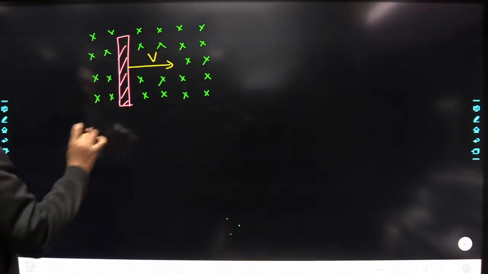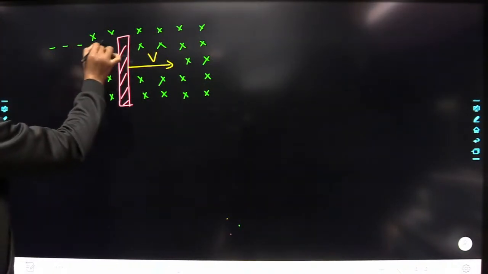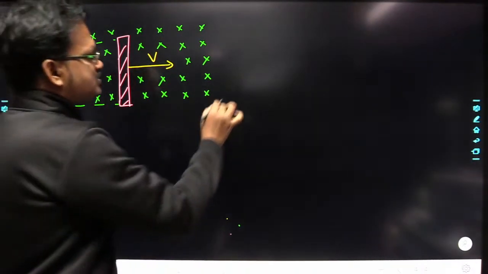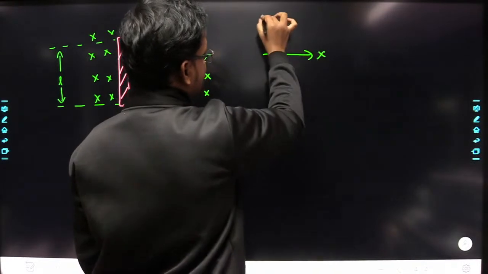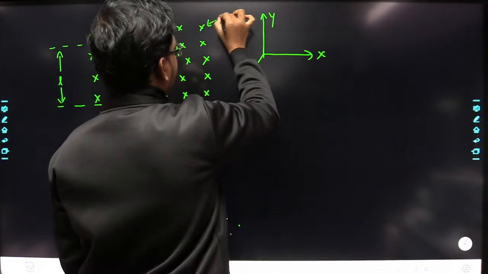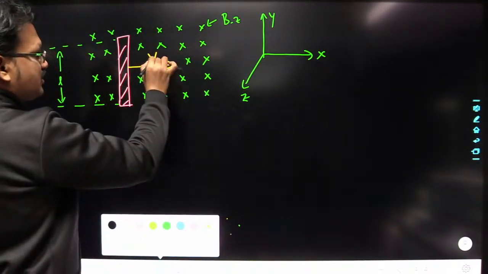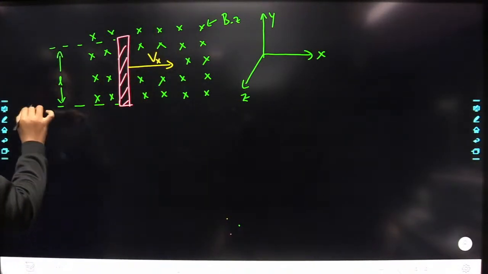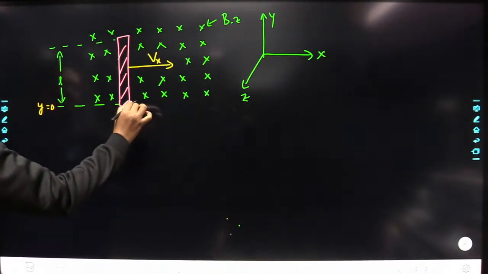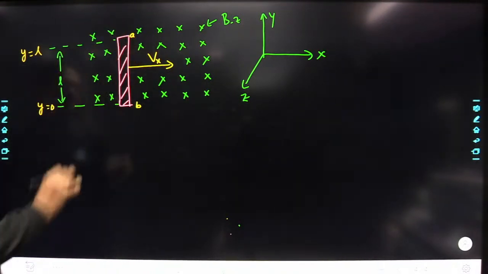So if you take a conducting bar of length L, always we have considered the x-axis in this direction, this is the y-axis, and this is the z-axis. So here the B field is in the negative z direction, and the velocity is in the x direction. Let us consider this as y equals 0. This point you can consider as B, and this is y equals L, and this point you can consider as A. Understood?